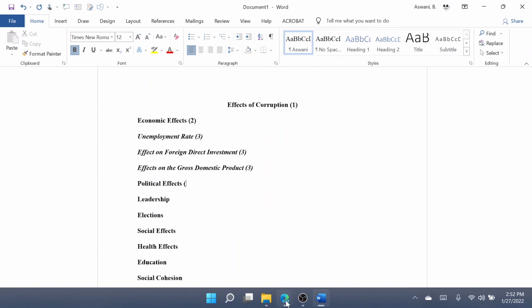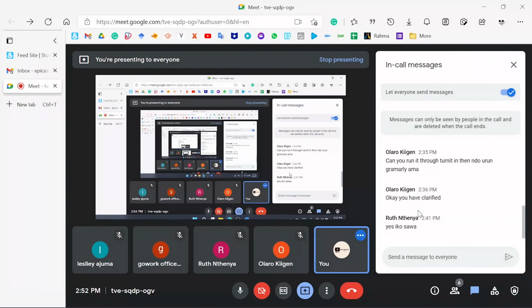Let me see in the comments. Anyone? What will that be? Level 2? Anyone else? Level 2?